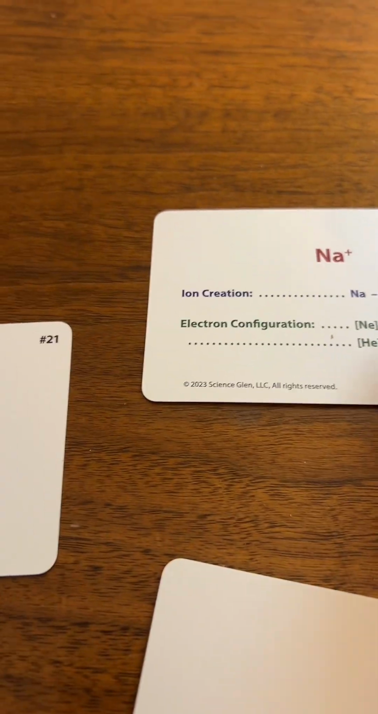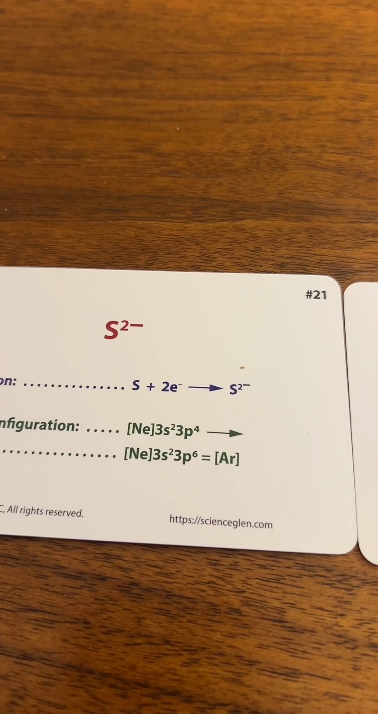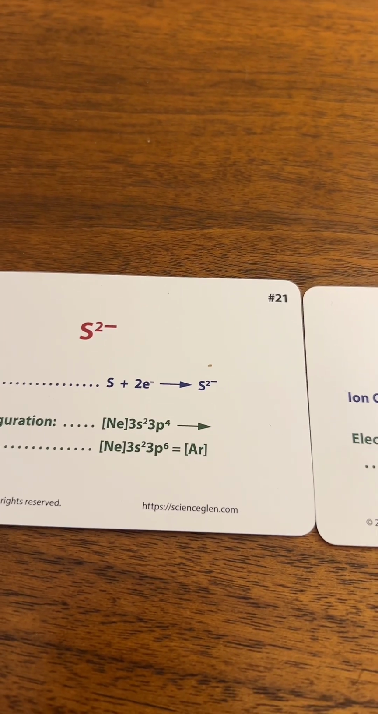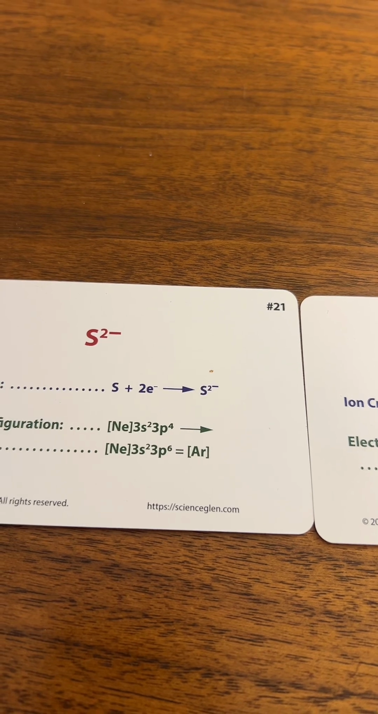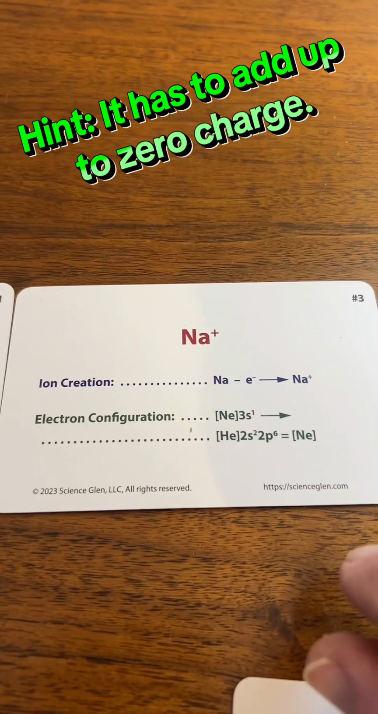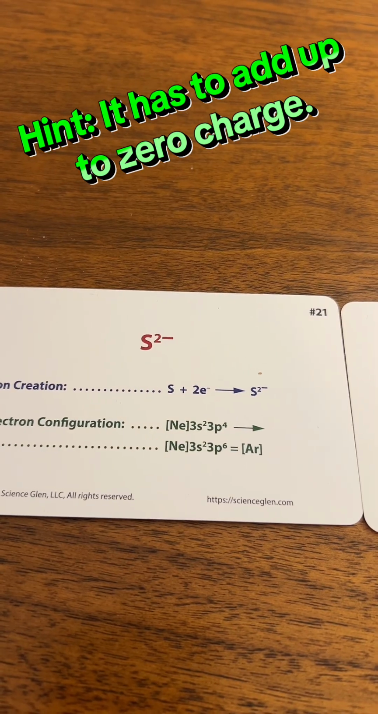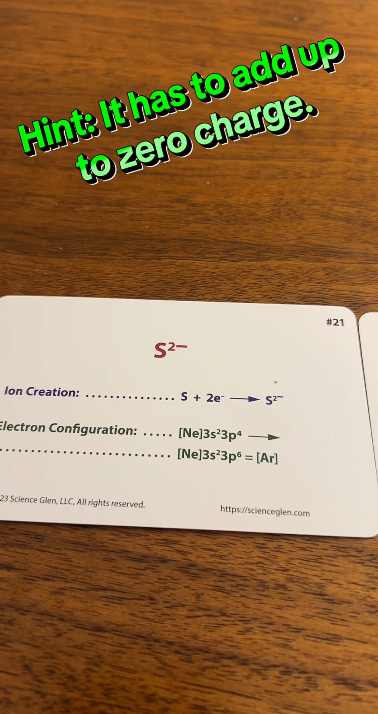So what do you think the formula would be for sodium sulfide? Do you know? Think about it. Remember, you want to get to 0. Sodium +1, sulfide 2 minus. Okay, let's move on now.